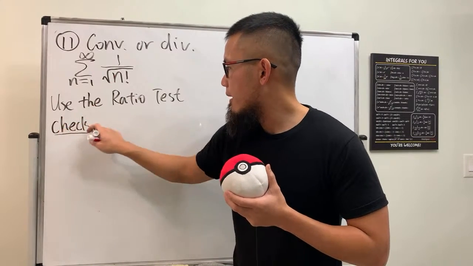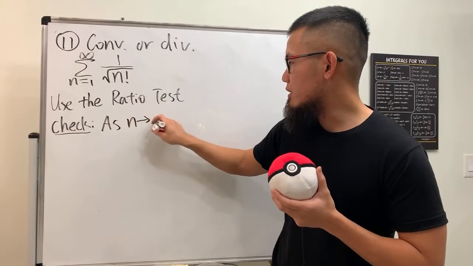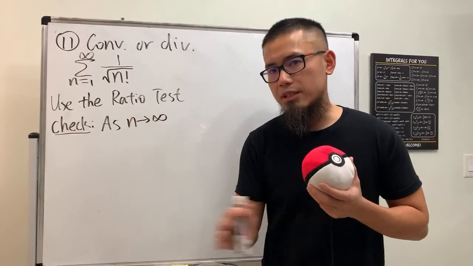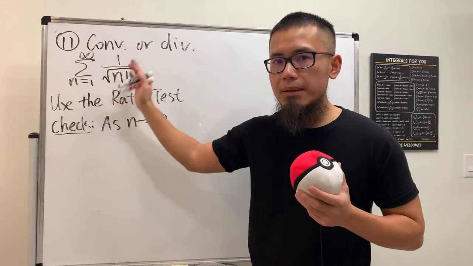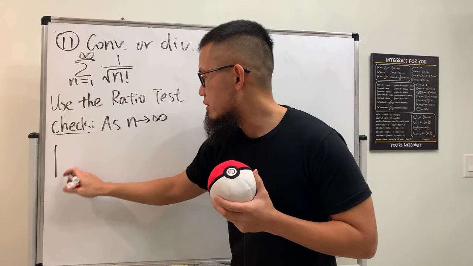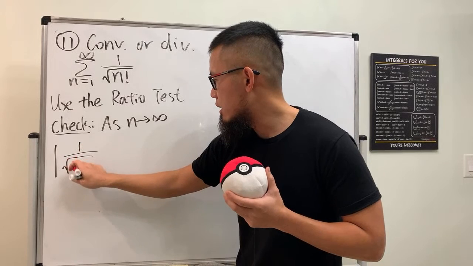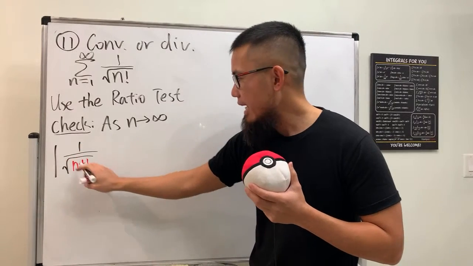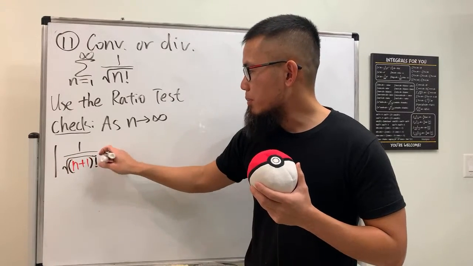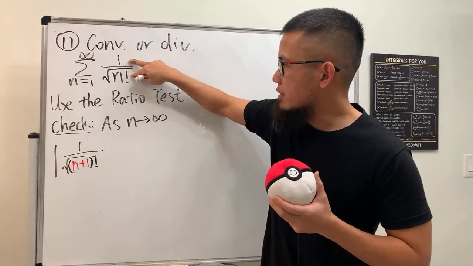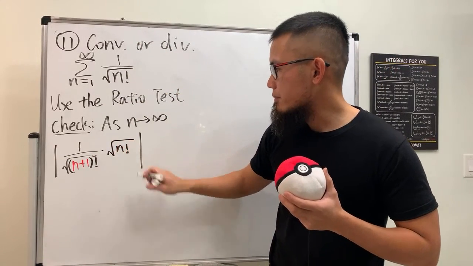check. And right here, I'm just writing down as n goes to infinity because this way we don't have to write down the limit so many times. As n goes to infinity, well, we need to have a_(n+1) in the absolute value. So we have 1 over square root of (n+1) factorial, like this, inside the square root. And then you multiply by the reciprocal of this. So we just have square root of n factorial.